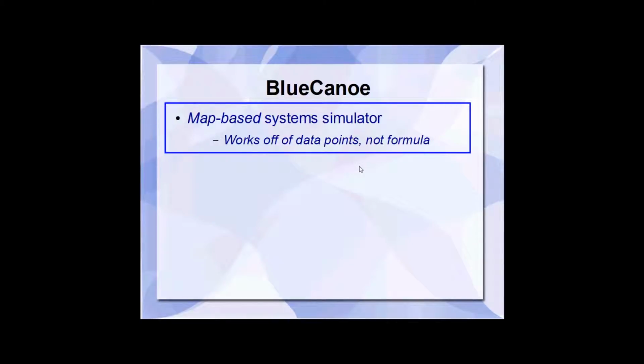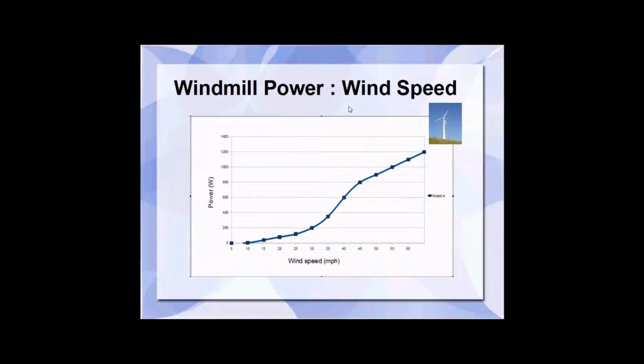Now that we understand systems, let us see how Bluecanoe simulates them. We already mentioned that Bluecanoe is a map-based system simulator. Let us understand what this means. At the highest level, it means that Bluecanoe works out of data points and not out of formula. So what is a map? A map is nothing but a graph which relates one entity to another.